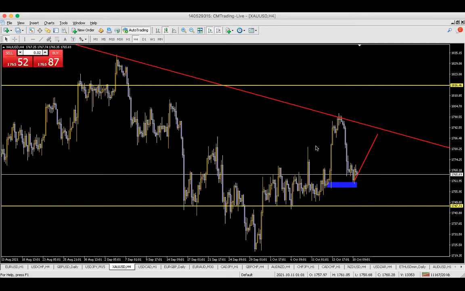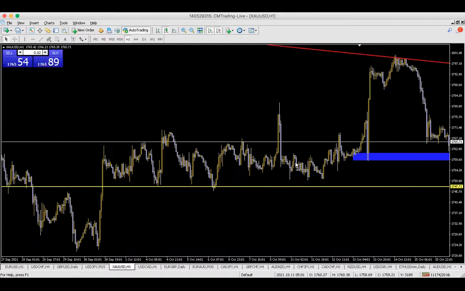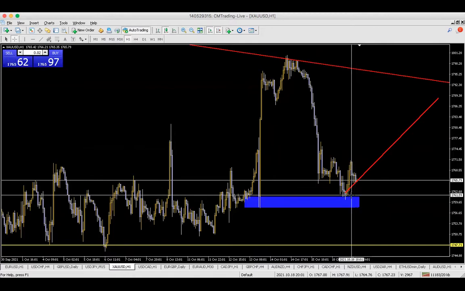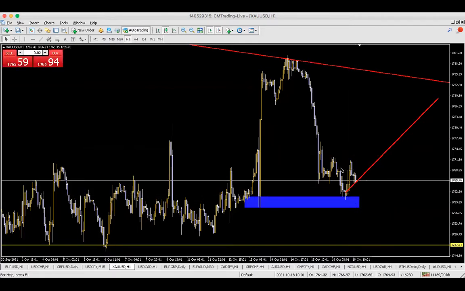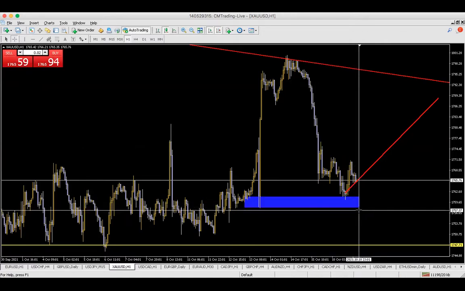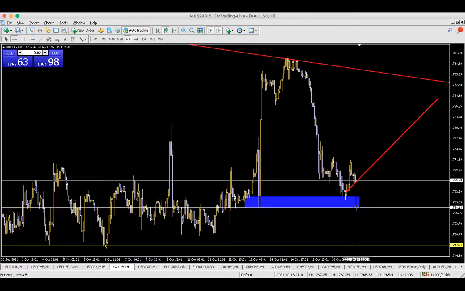So we'll see how things go. The market is still bullish here on smaller time frames, not on a bigger time frame. There are still more buyers than sellers here. So my idea is that you should be looking for buys. That's my idea.